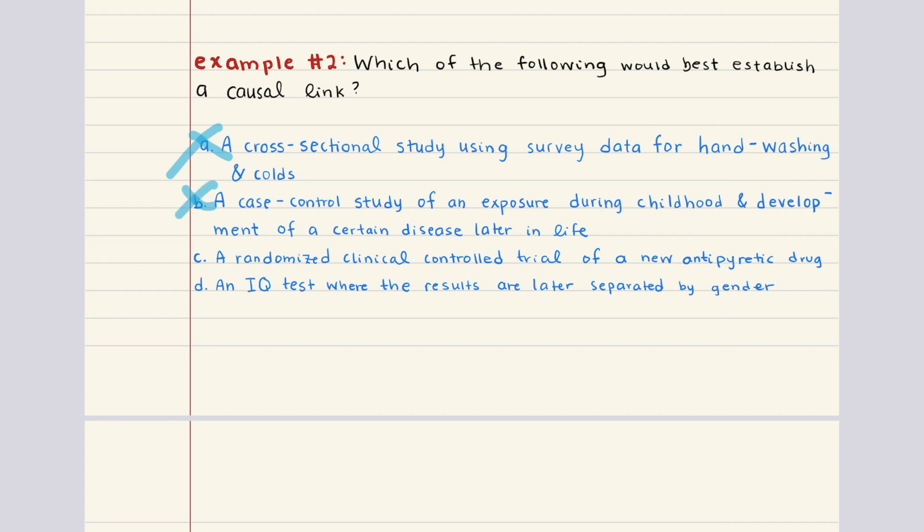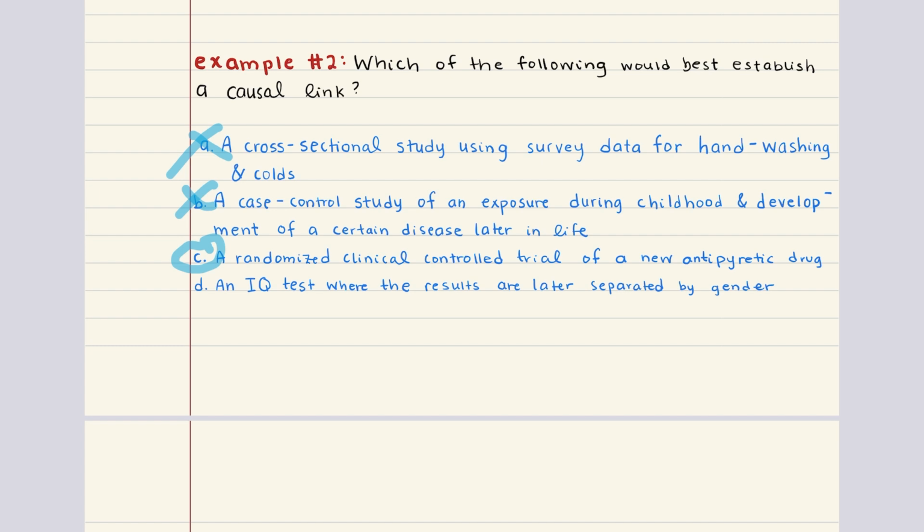Option C says a randomized clinical controlled trial of a new antipyretic drug. Now, this is actually the correct answer. Randomized controlled trials are considered the gold standard for establishing causality. So in this randomized controlled trial, participants are randomly assigned to either the treatment group that will receive the drug or the control group that's going to receive a placebo or no treatment. Randomization minimizes confounding factors, and that ensures that the observed effects are directly attributed to the drug. In addition, randomized controlled trials often use blinding to reduce bias, and that really helps strengthen their ability to establish a causal relationship. So C is the correct answer, but we're going to read option D anyway.